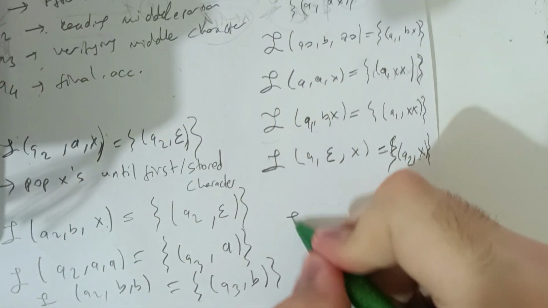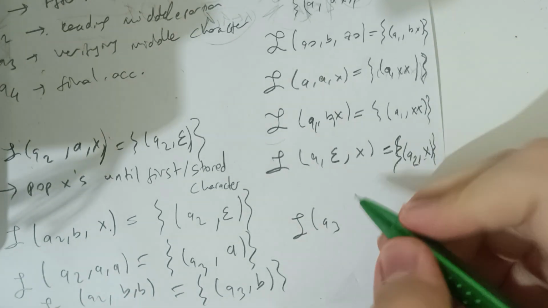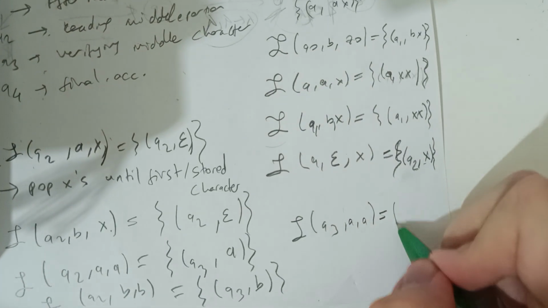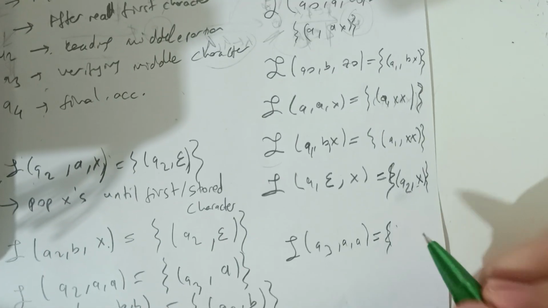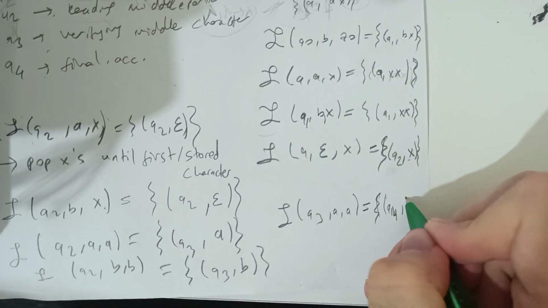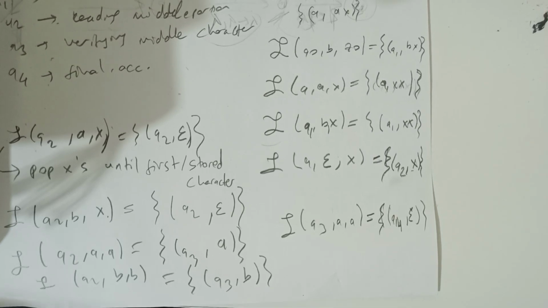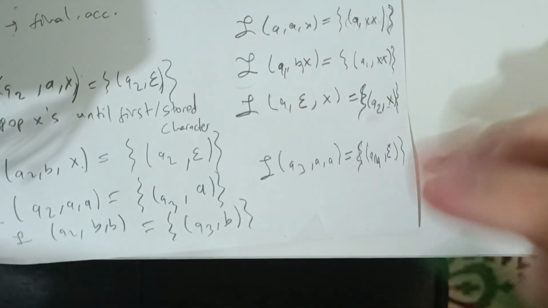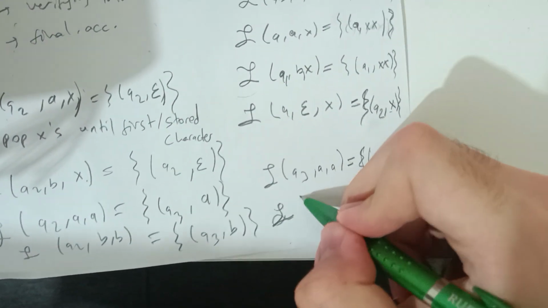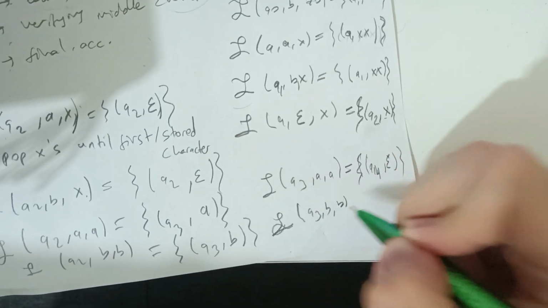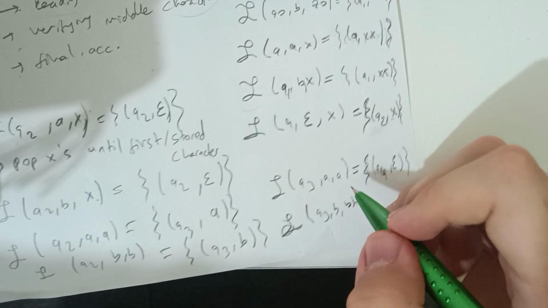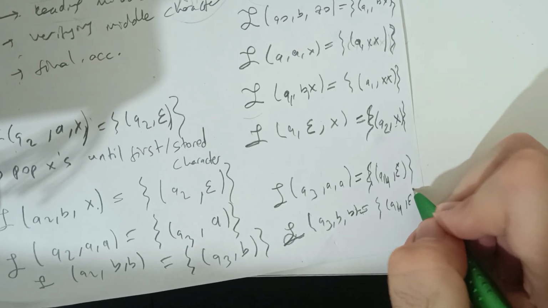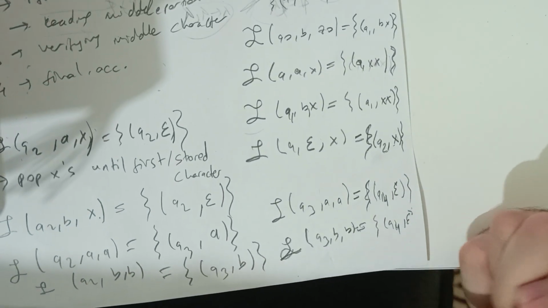Okay, epsilon, Q3, A, A goes to Q4, if we match with the first character. Okay, another transition here: Q3, B, B goes to Q4, epsilon, if we match with this structure. Okay.